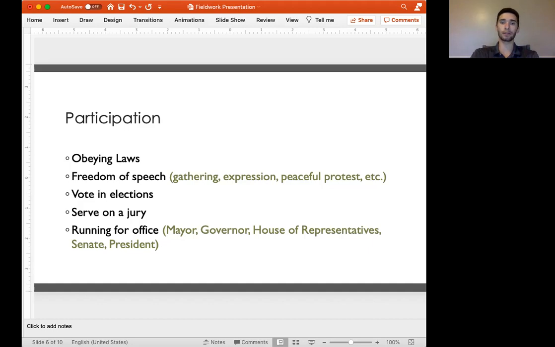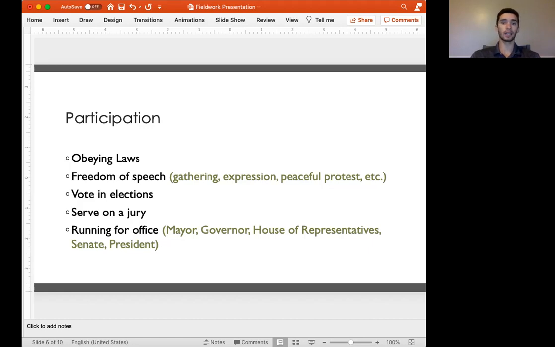Next is specifically for citizens, being able to vote in elections. If there's an election in your state or your county or the presidential election, this is one of the biggest ways that we can affect the world around us, by voting for the people who participate in our government.